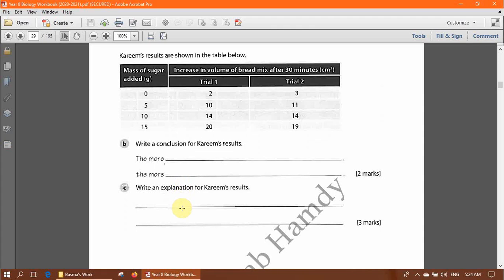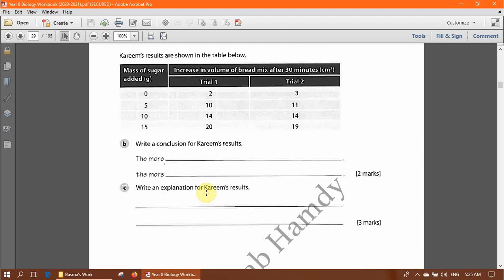for Kareem's results. So the explanation is that when you add more sugar, the yeast will respire more, producing more carbon dioxide, and that's why the dough will become bigger and bigger, because the carbon dioxide is what causes the dough to rise. So when more carbon dioxide is produced, the dough will become bigger and bigger.